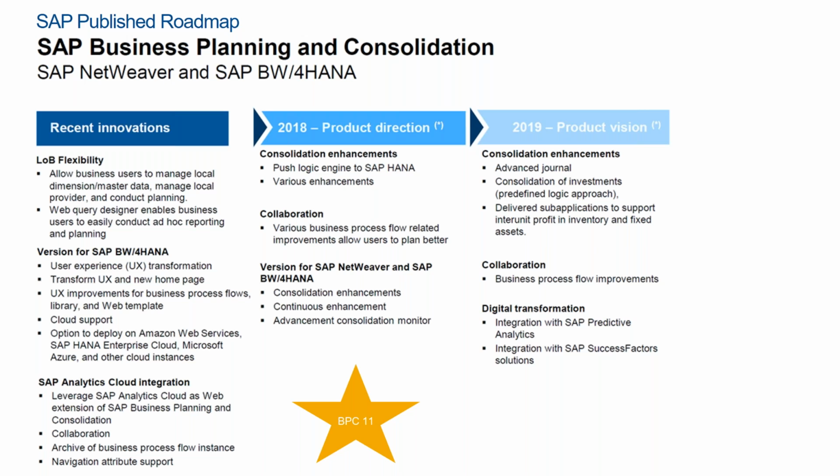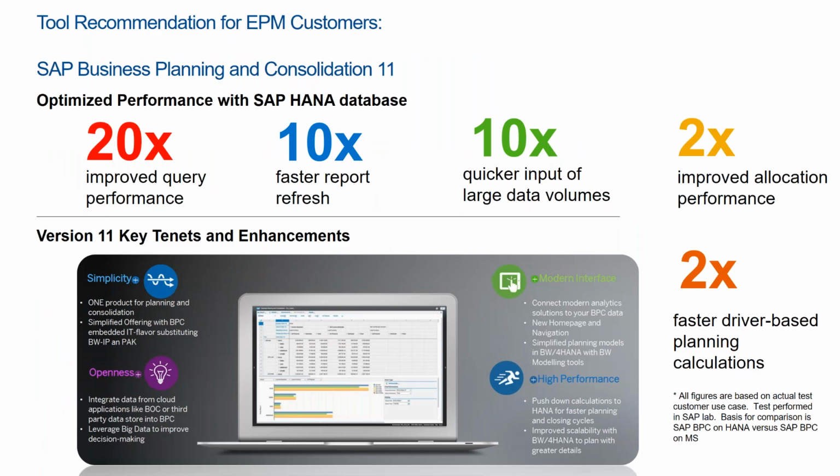In 2019, product division, advanced journals, consolidations of investments, redefining and pre-configuring some of that. Continued business process flow improvements, integration with SAP Predictive Analytics, integration with SAP SuccessFactors, which would be a nice enhancement. So this is just a snapshot. This can change at any point, but this is the current snapshot of what this looks like.